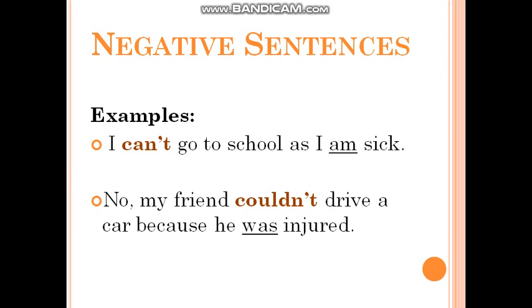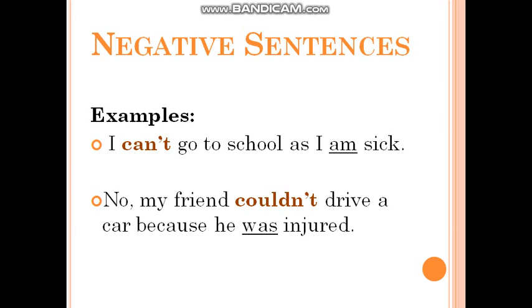So here the second part of the sentence is I am sick. Am is a present helping verb. It shows the sentence is present. So we are using here can't. I can't go to school as I am sick. We have another example of a negative sentence. My friend couldn't drive a car because he was injured.